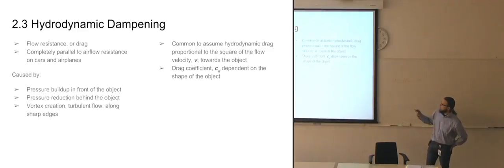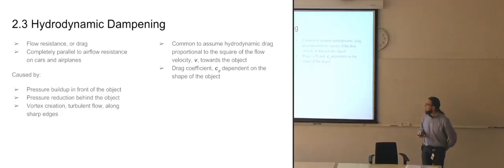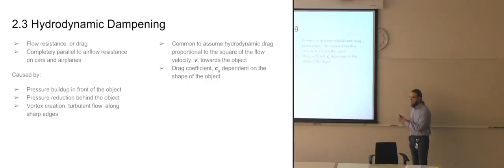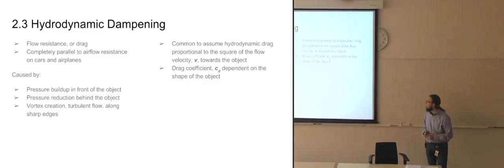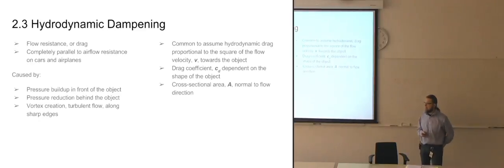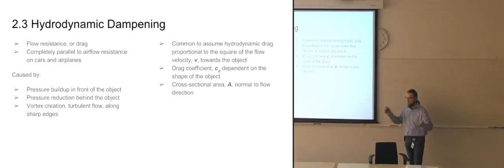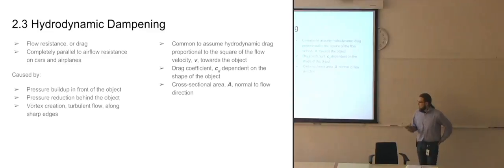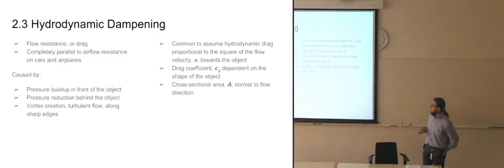And here we also put in a coefficient when we're calculating, a drag coefficient, just as we had an added mass coefficient, just to get a unitless way of calculating this. And this one is also dependent on the shape of the object, so the size doesn't really matter that much. So it's just whether it's a rectangle or a circle or something more complex than that. And we are also looking at the cross-sectional area, which is normal to the flow direction.